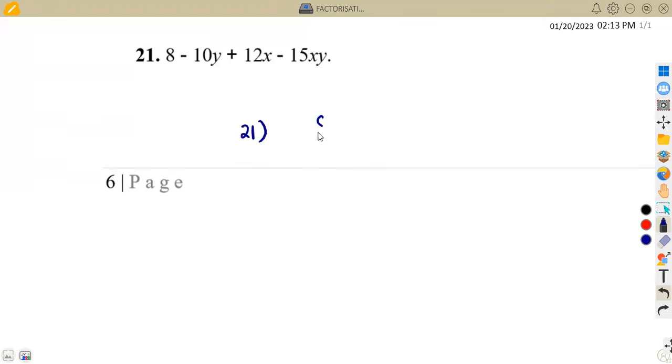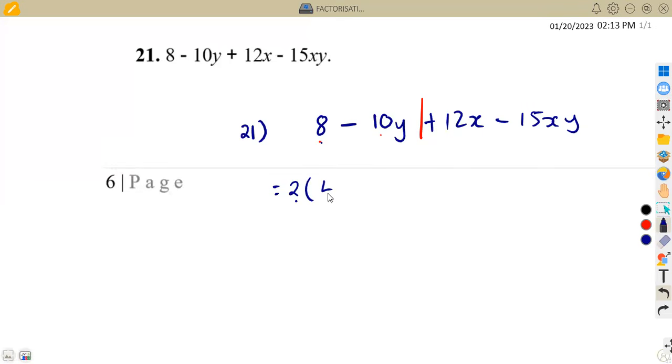Okay, number 21, we're given 8 minus 10y plus 12x minus 15xy. Okay, on these ones, do we have anything common? Yes, we've got common factors, so you can group them into 2. So 8 minus 10y, we can check what is common. 2 is actually common here, not 4, but 2. So you can factor out 2. 8 divided by 2 is 4, minus 10 divided by 2 is 5. So it's going to be 4 minus 5y.